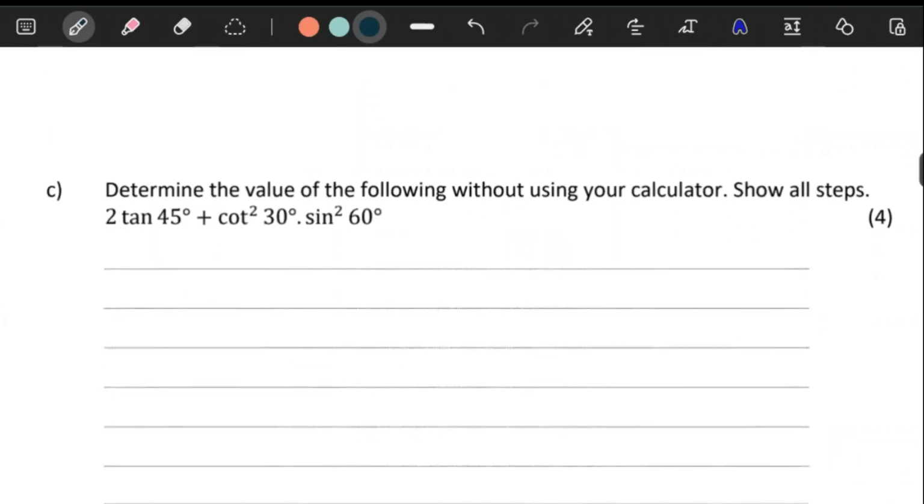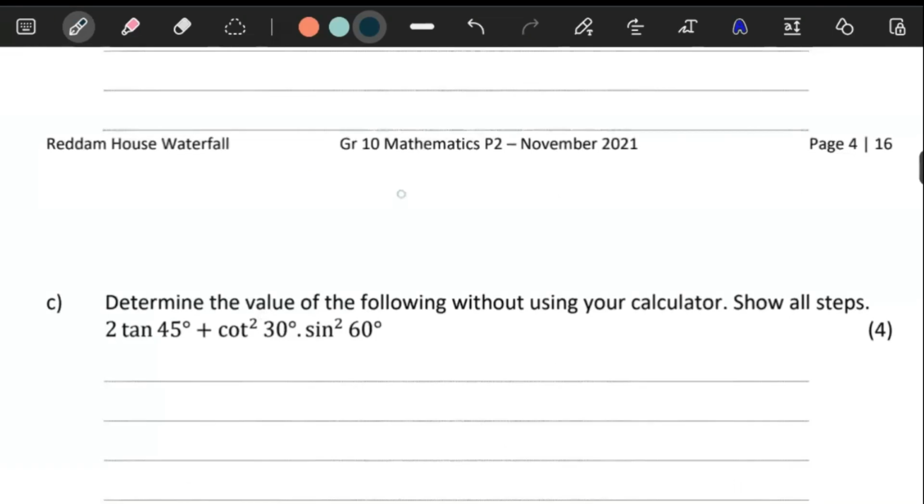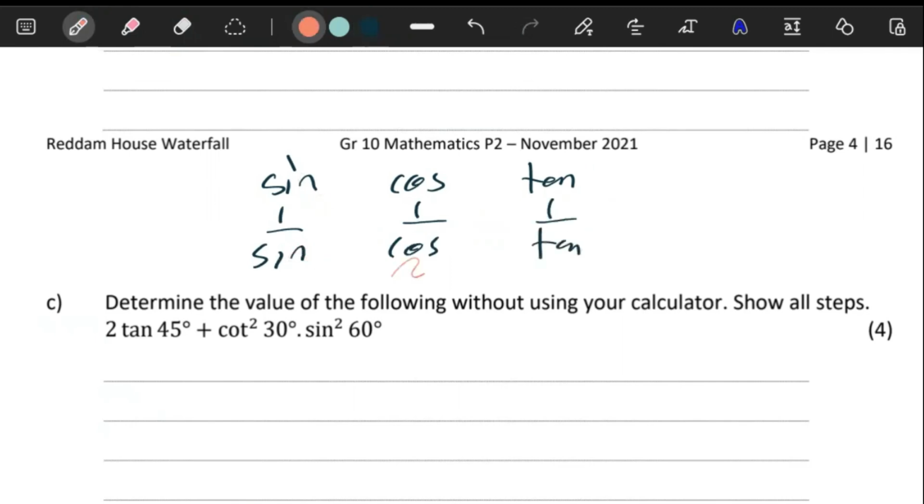Then they say here, determine the value of the following without using a calculator. Show all steps. The one thing to remember is that you have sine, cos, and tan. However, 1 over sine has a name, 1 over cos has a name, 1 over tan has a name. The name for 1 over tan is cot, the one for sine is cosec, and the one for cos is sec.